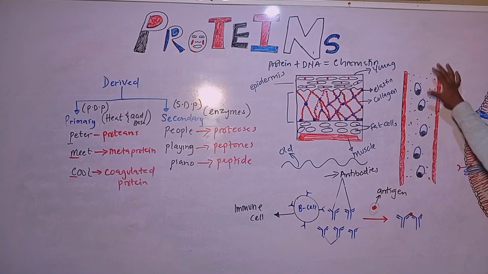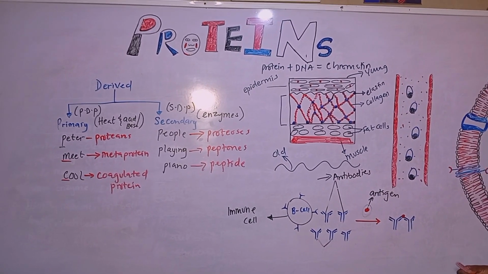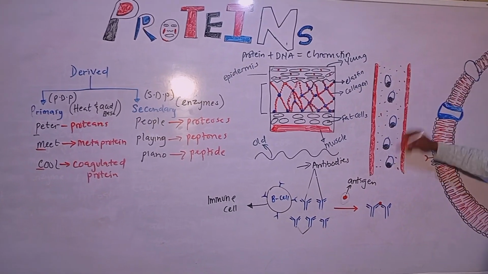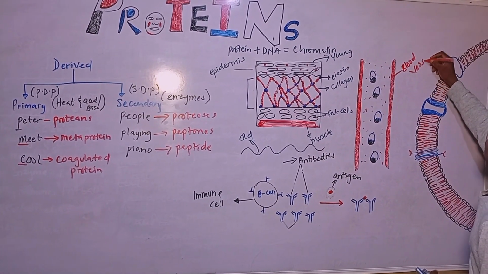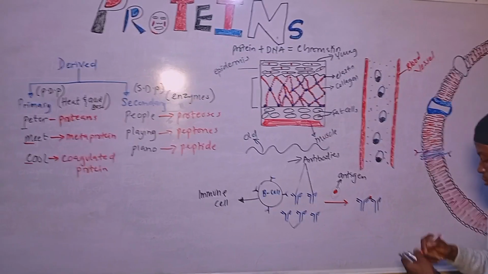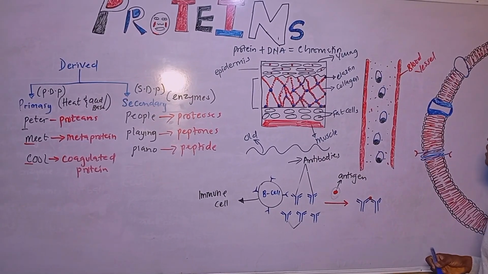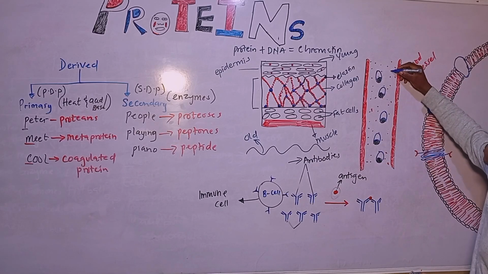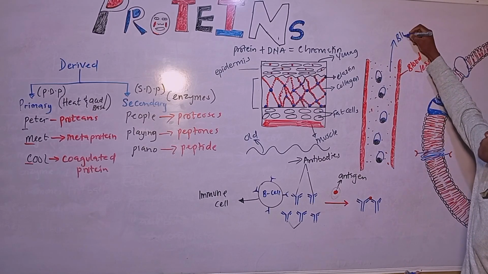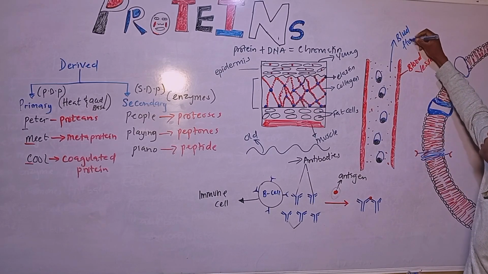Now let's move to another structure that we have here. This structure is basically a blood vessel, right? This is the blood vessel, and that's very important for you to understand. Everything that we are seeing here is actually the blood fluid. In this case, this is blood fluid.